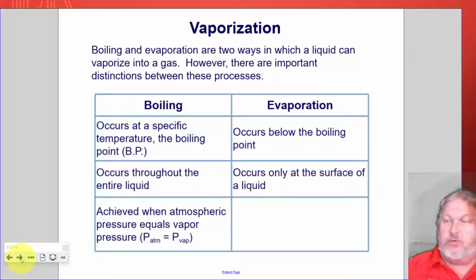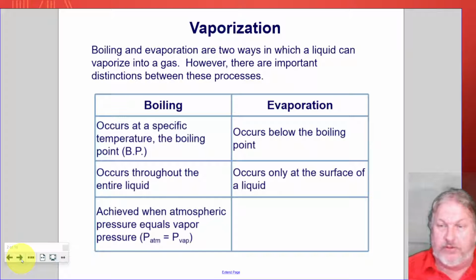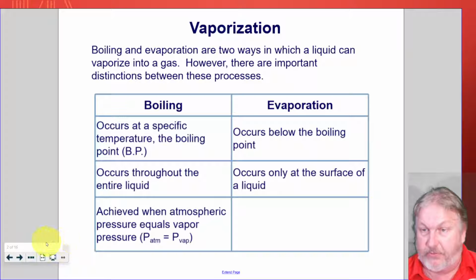Now, evaporation will occur below the boiling point. So it's trying to turn into a gas, but it does not have to reach the boiling point to do that. Now, boiling will occur throughout the entire liquid, whereas evaporation will only occur at the surface of the liquid.